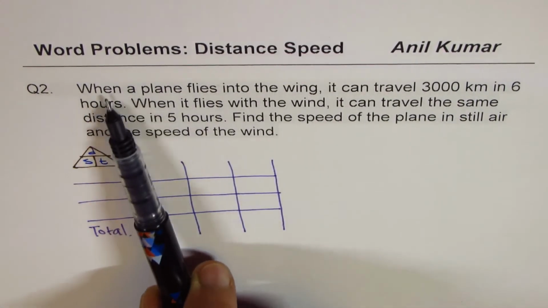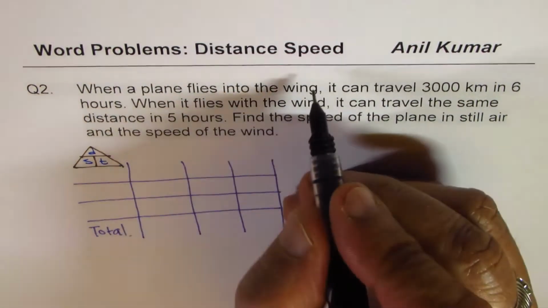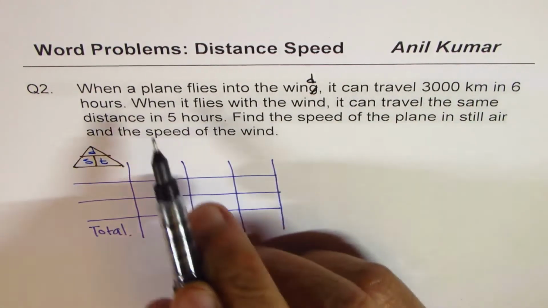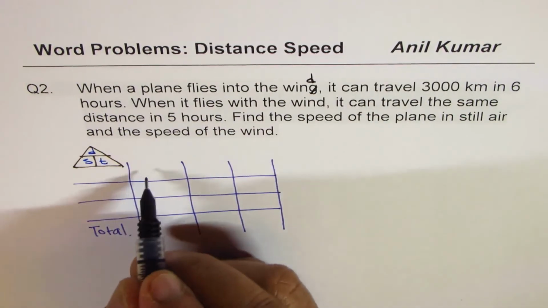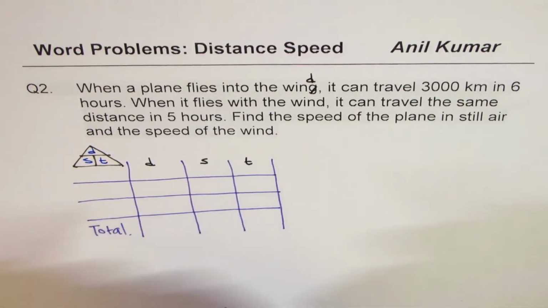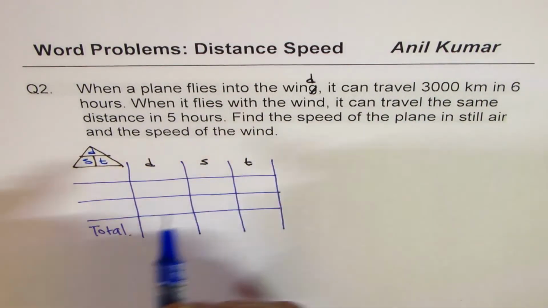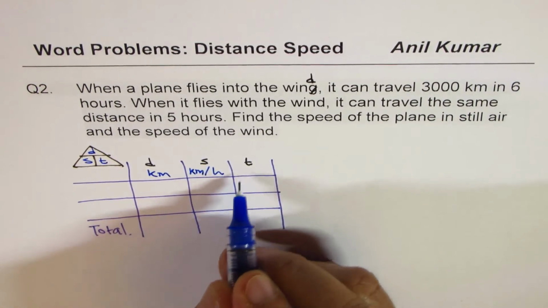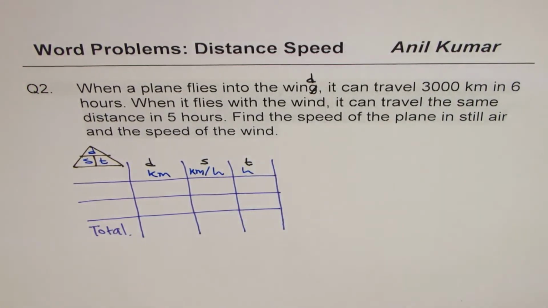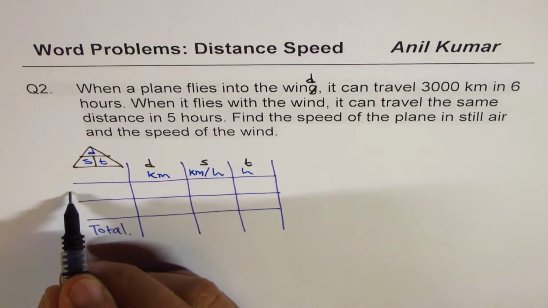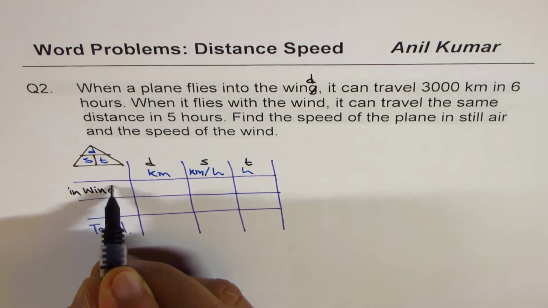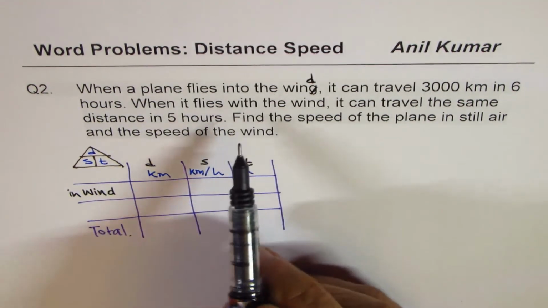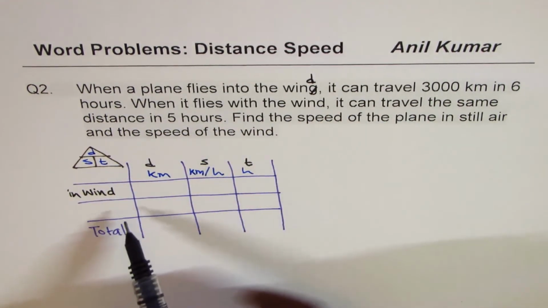Question number 2. When a plane flies into the wind, it can travel 3000 kilometers in 6 hours. So total distance, speed, time. The unit for distance is given to us as kilometers. Speed will be kilometers divided by time, which is hours. Correct? So this is what it is. Condition, into wind. So in wind. When we say in wind, wind is coming from the opposite direction. Do you understand? So we're talking about two things here. Let's read and then we'll come back to this table.